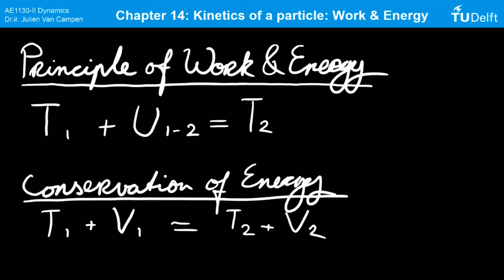To conclude, in this video I've shown how the principle of work and energy can be derived by integrating the equation of motion of a particle over distance. This results in the equation as shown, where the kinetic energy of the particle in point 1 plus the work done by moving the particle from point 1 to point 2 equals the kinetic energy of the particle in point 2. For particles only subjected to conservative forces, the conservation of energy applies. This states that the kinetic energy plus the potential energy in point 1 equals the kinetic energy and the potential energy of the particle in point 2. Apart from that, I have discussed the concepts of power and efficiency.